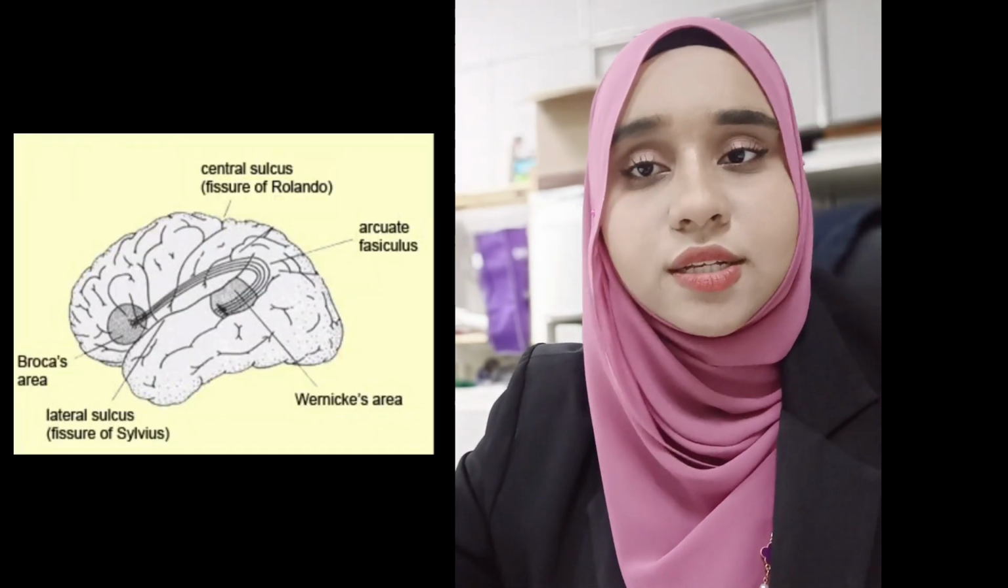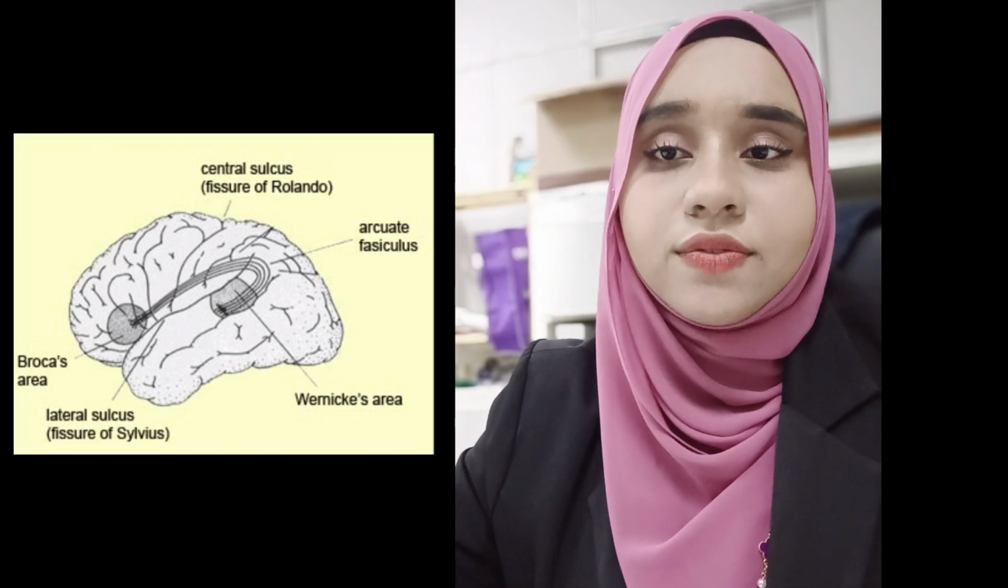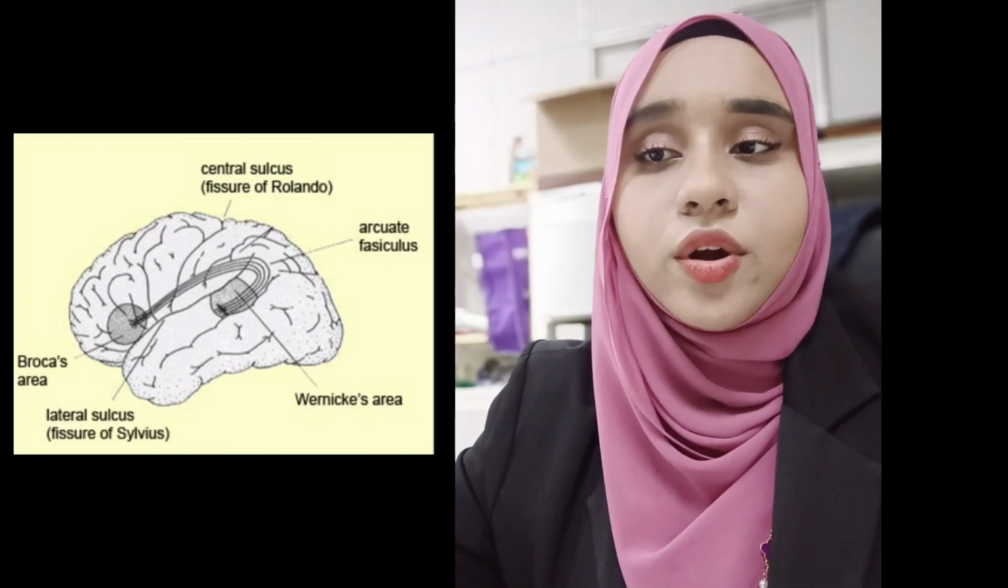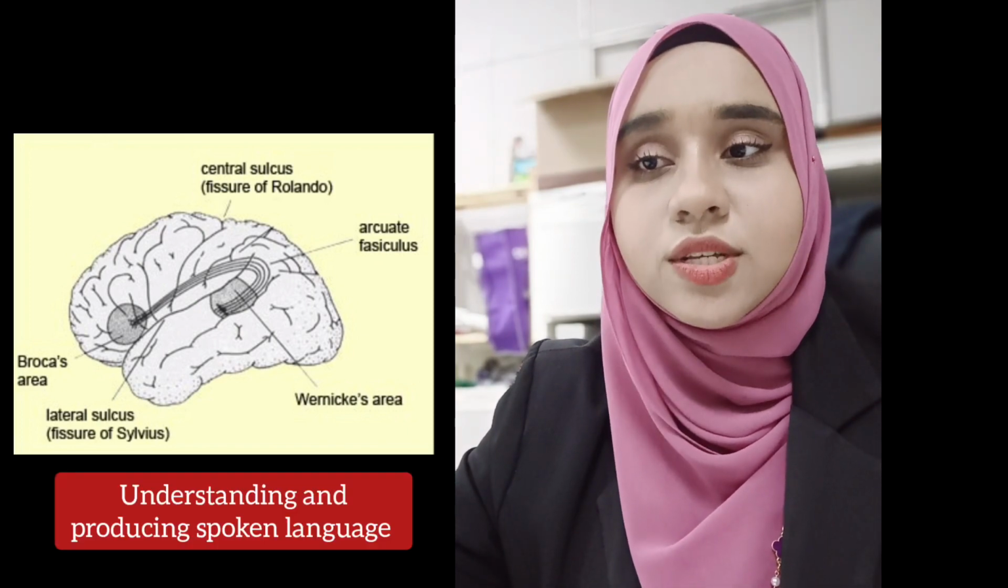Wernicke's observations have been confirmed many times, since neuroscientists now agree that running around the lateral sulcus, also known as the fissure of Sylvius, in the left hemisphere of the brain, there is a sort of neural lobe that is involved both in understanding and producing spoken language.